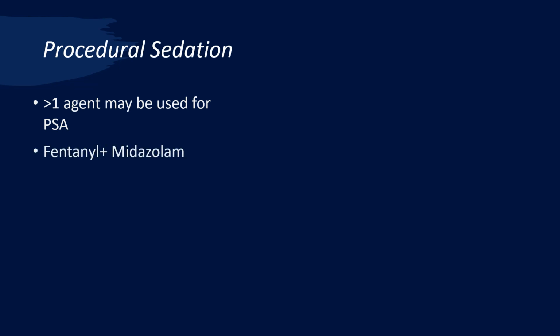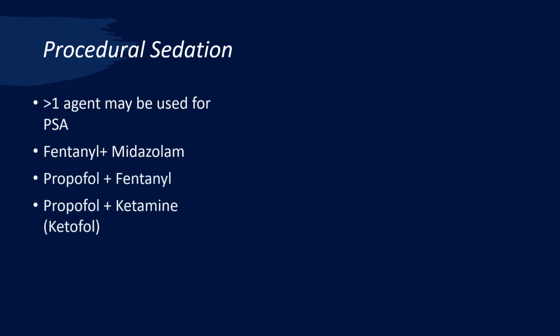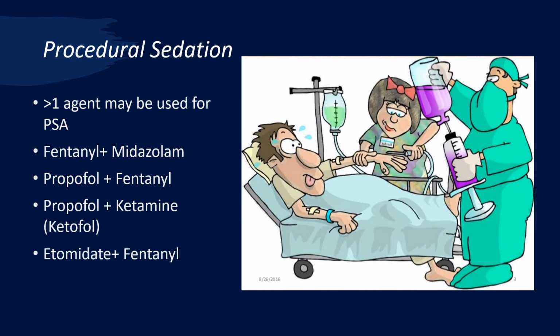After all the stuff, staff, and the space is ready, PSA can be initiated. A single agent or a combination of agents may be used depending on the procedure and the physician's preference. Of note, use of more than one agent means that lower doses of each agent should be used and the doses should be titrated to effect. Common combinations include fentanyl and midazolam, propofol and fentanyl, propofol and ketamine, also known as ketofol, or etomidate and fentanyl. Each of these agents may be used alone as well.